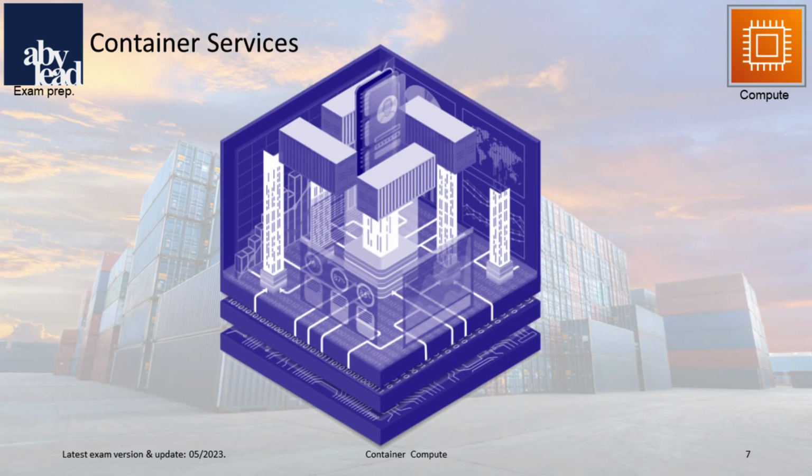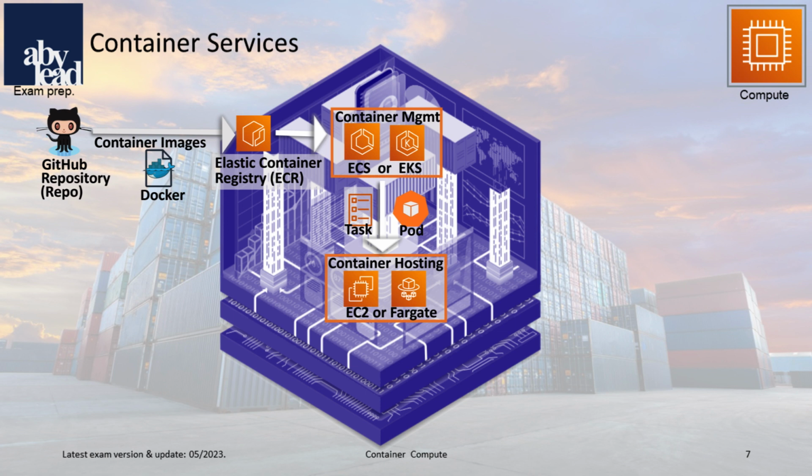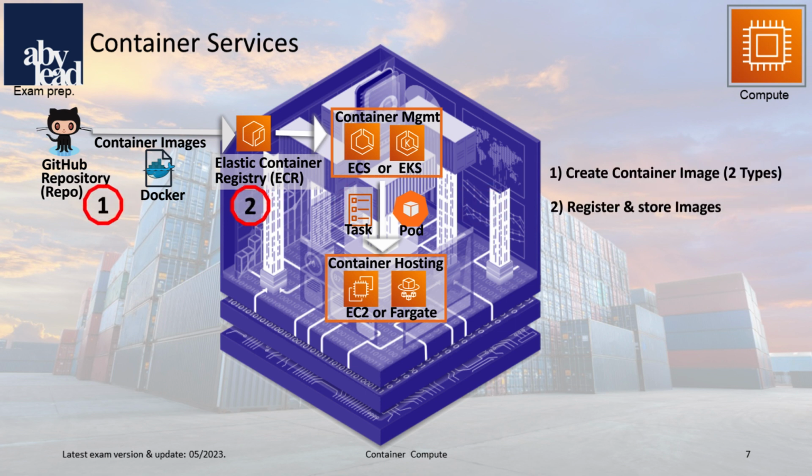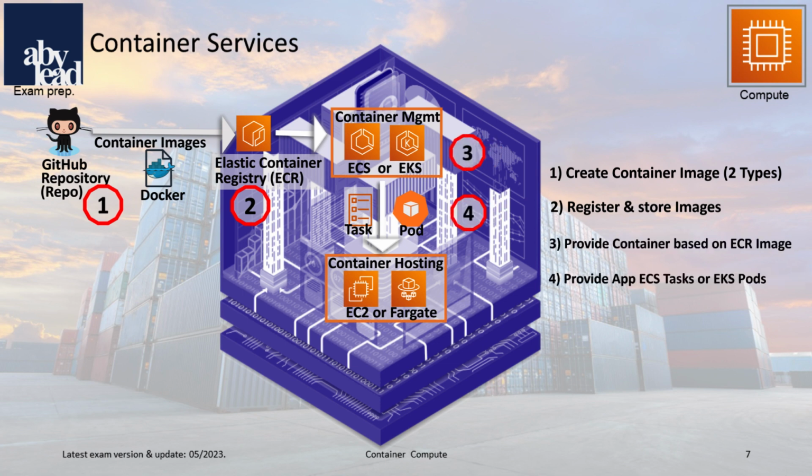Find your container microservice in a pipeline. First, create a container image in repositories such as GitHub and transfer the resulting Docker package to the ECR storage and registry. There you map it to one of the main container management services, ECS or EKS.